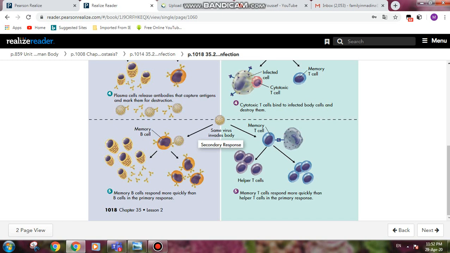The second time the antigen comes to our body, the second response of the immune system, with the help of memory B cells and memory T cells, will be faster than the first.